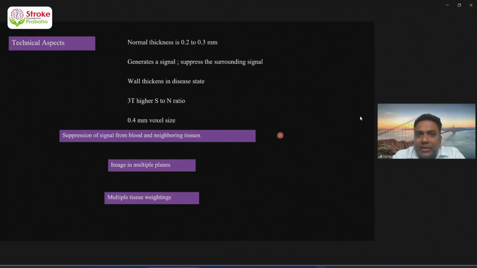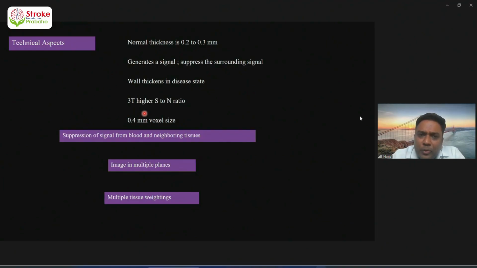So very briefly on the technical aspects. The vessel wall itself is 0.2 to 0.3 millimeter. So only in disease states will we be able to look at the vessel wall, meaning for the MRI to be able to look at the vessel wall, we need at least a minimum thickness of 0.4 millimeter. So we want to have the signal from the wall of the artery, but suppress the signal from within the artery and outside the artery. Outside the artery you have the CSF, we want to suppress that. And within the artery we have blood, so it is called a black blood sequence.